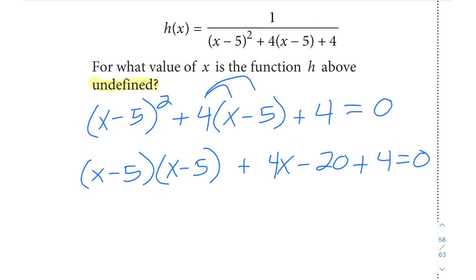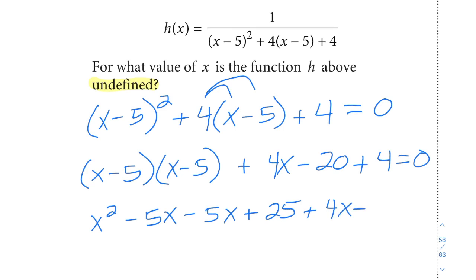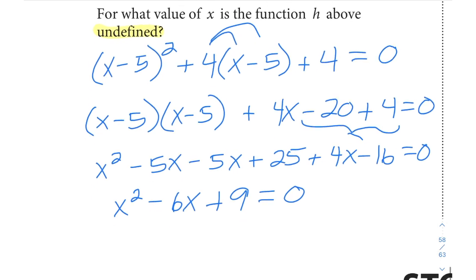And here we can use FOIL: first, outside, inside, last, and plus 4x. Negative 20 plus 4 is going to be negative 16. So I'm just sort of cleaning that up a little bit there, and we can combine like terms. We get x squared, negative 5 and negative 5 would be negative 10x, plus 4x would be a minus 6x, and then a positive 25 minus 16 would be positive 9.